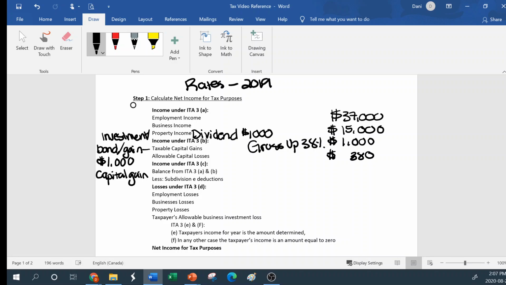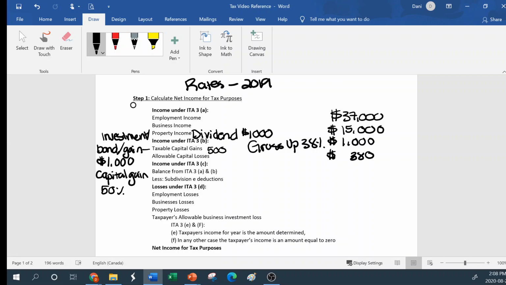Now, in order to make it a taxable capital gain, the rules for CRA are very clear that you only pay 50% on any taxable capital gains or allowable capital losses. So that means that we actually only have to include 50% of this gain into our income. So we would have taxable capital gains of $500.